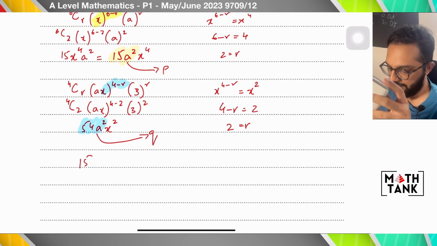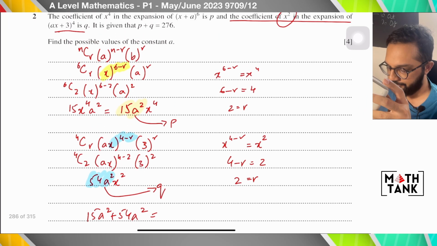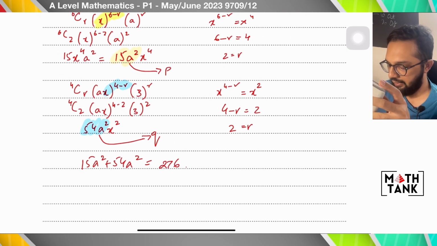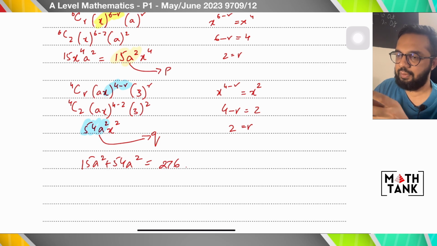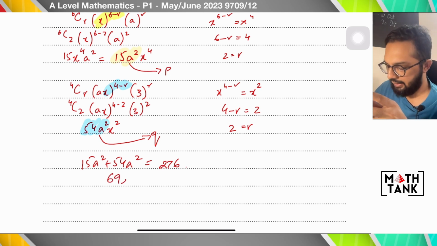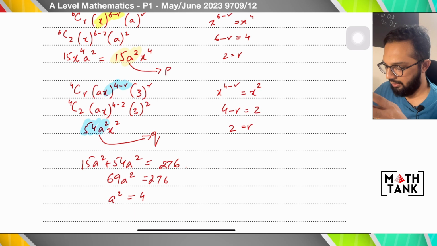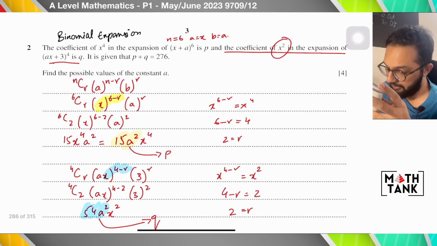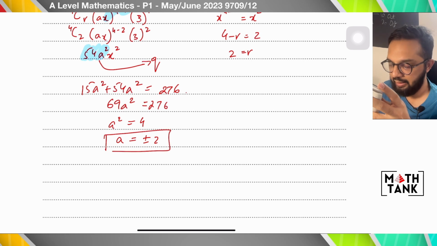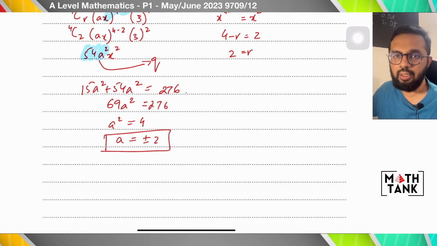I'm going to say that 15a squared plus 54a squared should equal 276. 15 plus 54 gives me 69a squared, and 276 divided by 69 gives me 4. So a should be plus and minus 2. Let's see if I have a condition. It says find the possible values. So a equals both plus and minus 2.